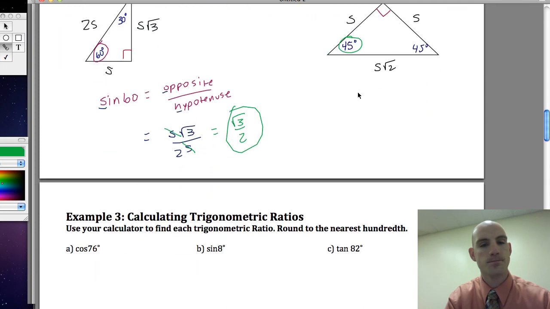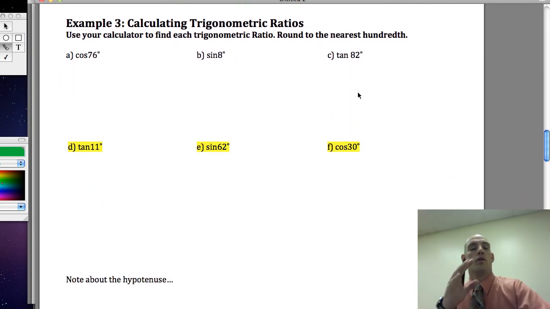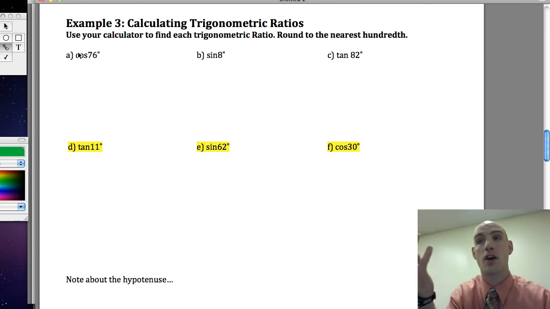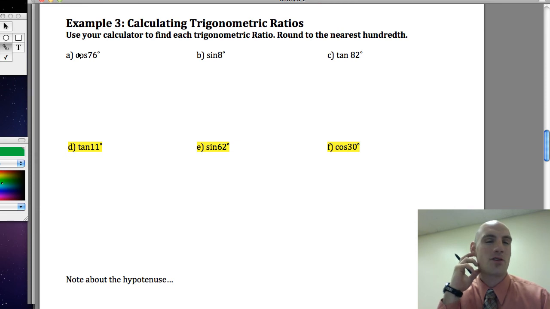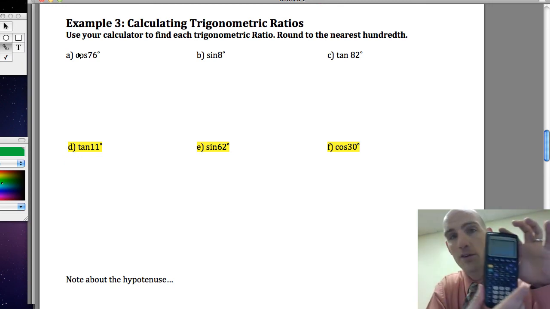Let's look at example 3. We can use our calculator to help us find these things, because there are some easy ones like sine of 60, sine of 30, cosine of 45, things like that that are easy for us to remember because they're always the same. But the cosine of 76 is going to be a decimal. And so what we need to do is set ourselves up for success. So let's take a look here for a minute. Your calculator is a powerful tool.